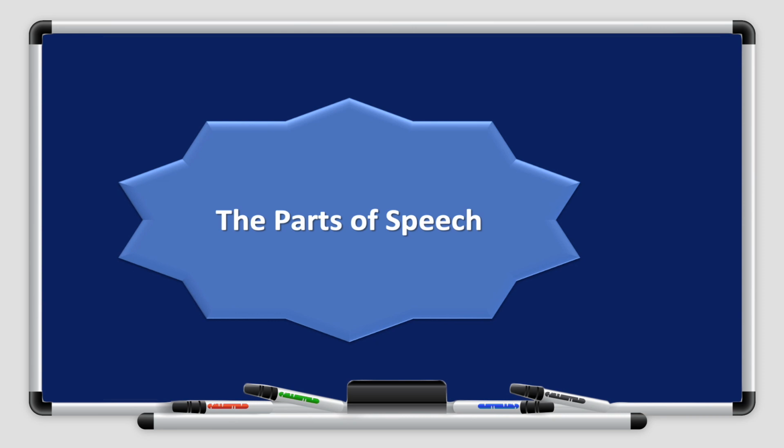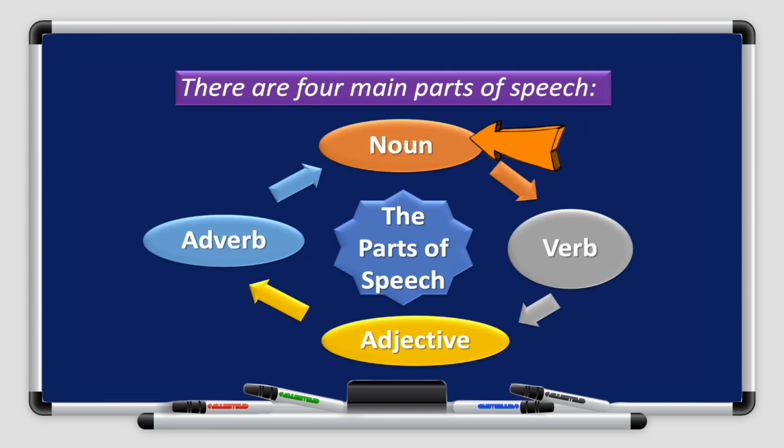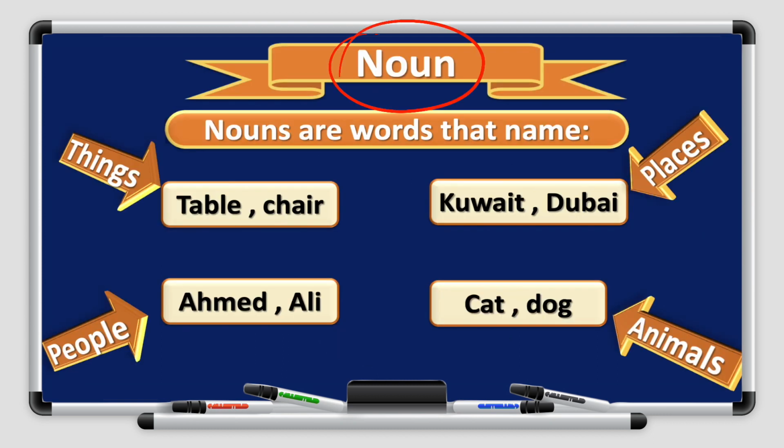In today's lesson, we are going to focus on 4 main parts of speech. We have nouns, verbs, adjectives, and adverbs. Let's go through them one by one. Now, nouns. What are nouns? Nouns are words that name. They could be things, for example, table, chair, places, Kuwait, Dubai. They could be people, Ahmed, Ali, and they could also be animals, cats or dogs.